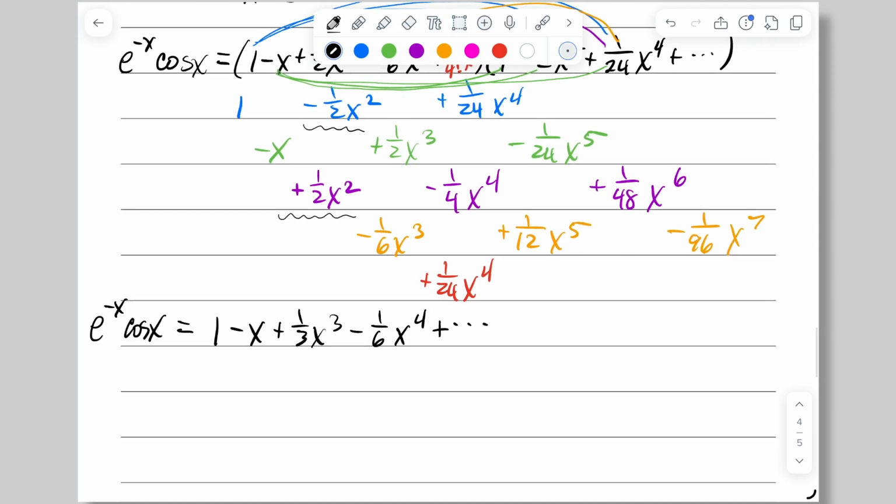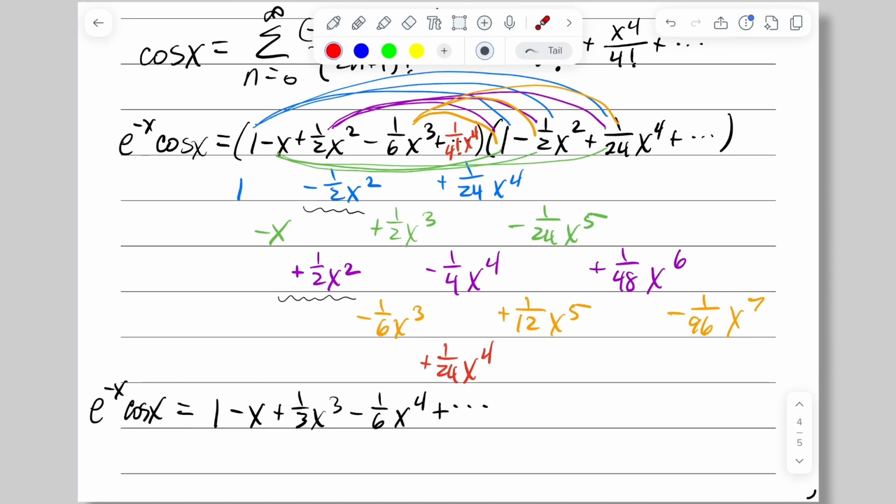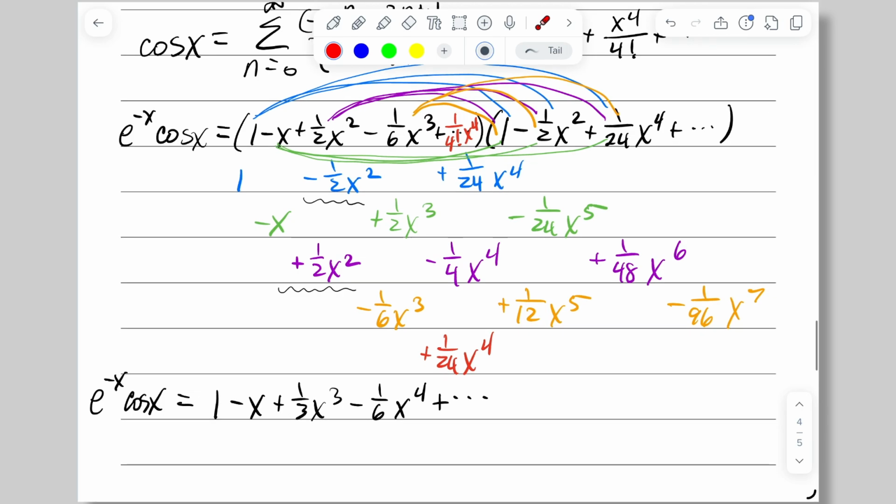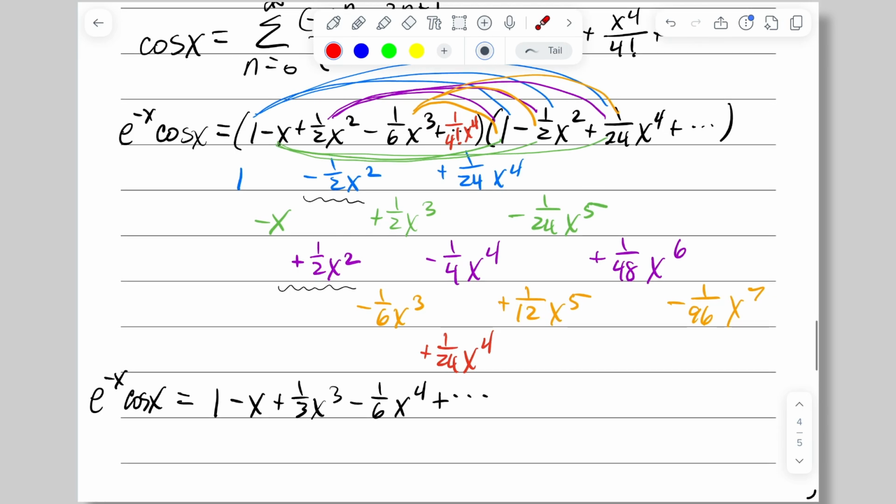This process will show up somewhere later in the chapter, but I encourage you to practice it a few times just so you have an idea of what it looks like. And really, this is an exercise in bookkeeping.